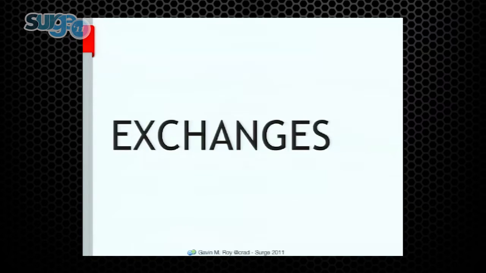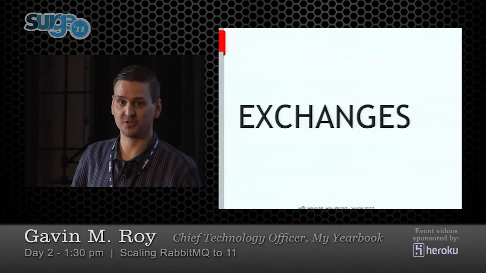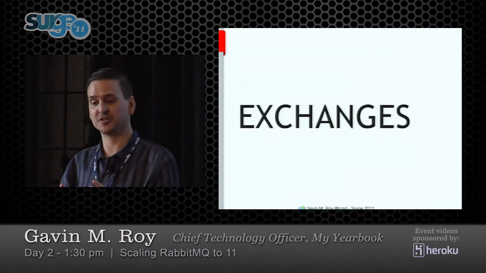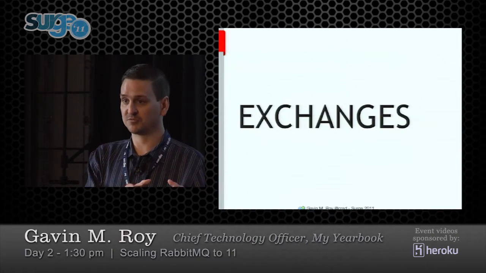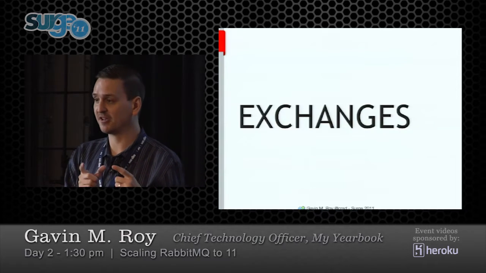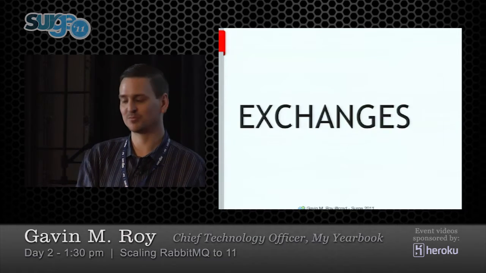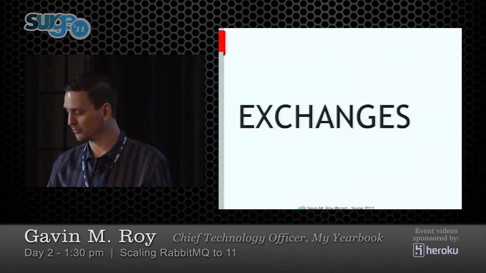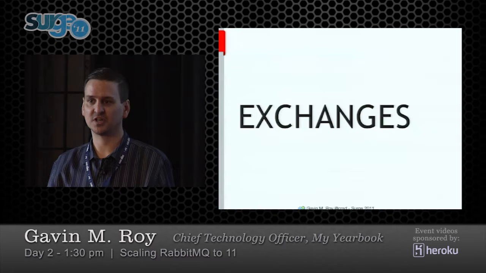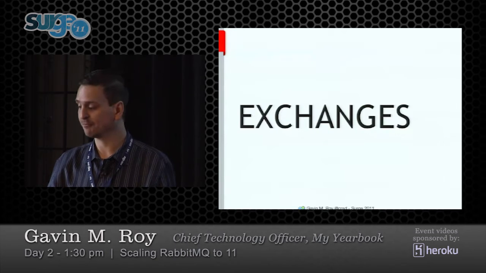Exchanges are the primary routing construct of what we're going to do with a message when it gets published into RabbitMQ. When I take a message and publish it, it goes into an exchange of some type or another. Then that exchange applies that routing key in some way to get the message to where it's supposed to go. And there are three primary types of exchanges that get talked about a lot.